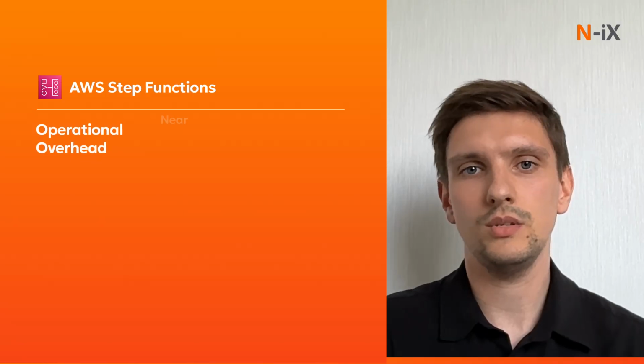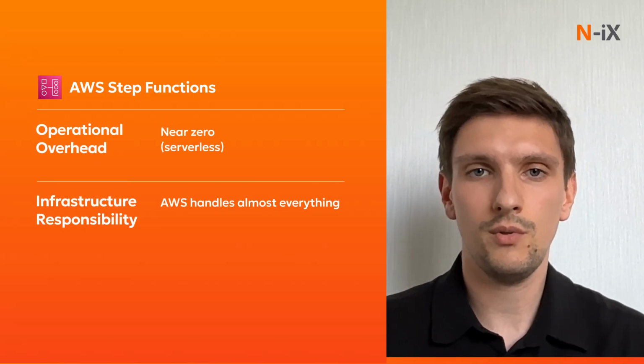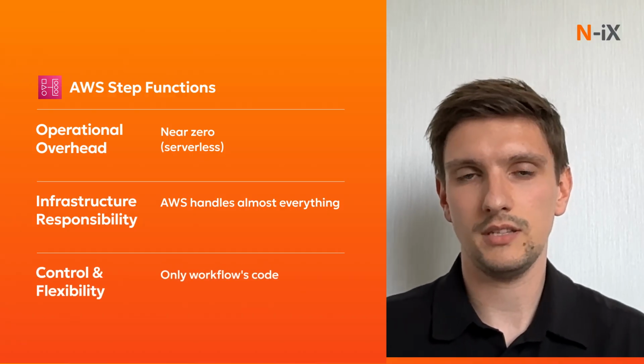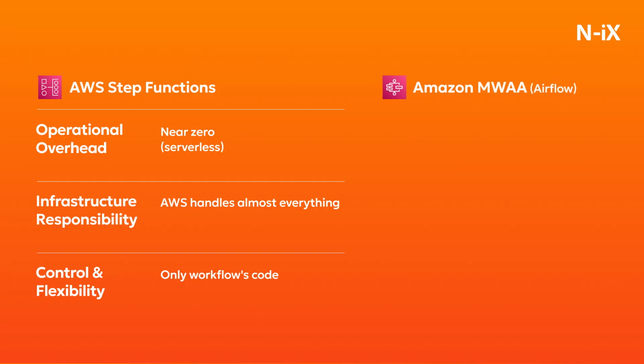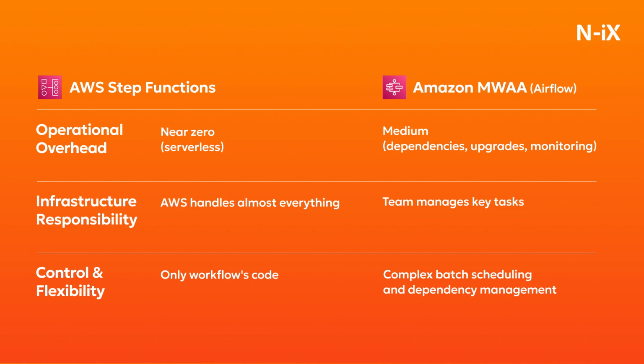The key difference is serverless versus managed. Step Functions is a truly serverless service with virtually zero operational overhead. You are only responsible for your workflow's code. AWS handles all the infrastructure, scaling, and patching automatically. And MWAA is a managed service, which reduces overhead but does not eliminate it. Your team is still responsible for key tasks like managing Python dependencies, planning Airflow version updates, and monitoring the performance of your worker nodes. It offers more control, but requires active maintenance.